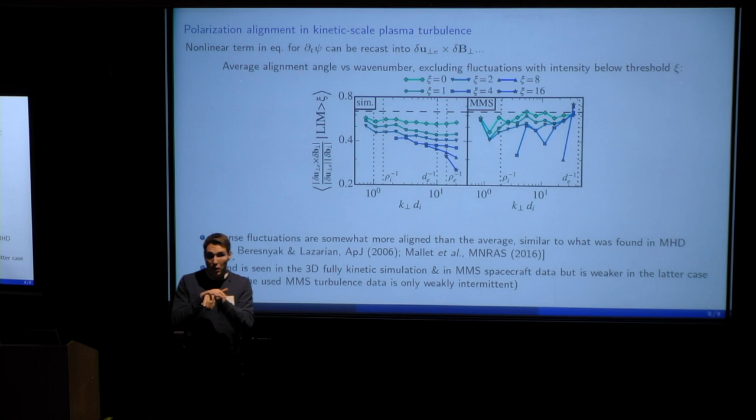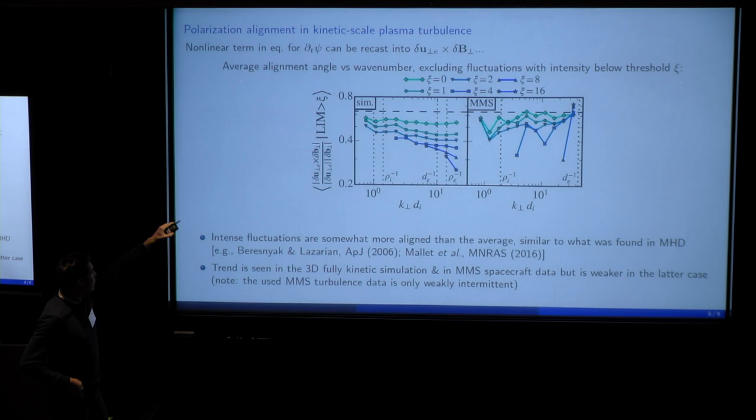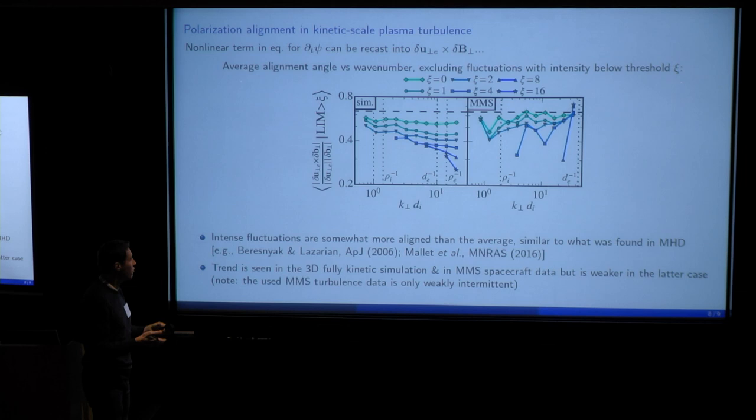Then, similar to some of the previous plots, we take conditional averages of this term over regions where the spectral energy density is high. We consider this threshold C and then we increase the threshold. When we do this, we see that this alignment becomes stronger for more intense structures. So indeed, in structures, there is some dynamic insulation of this nonlinearity. This is similar to what was found, for instance, in MHD turbulence.